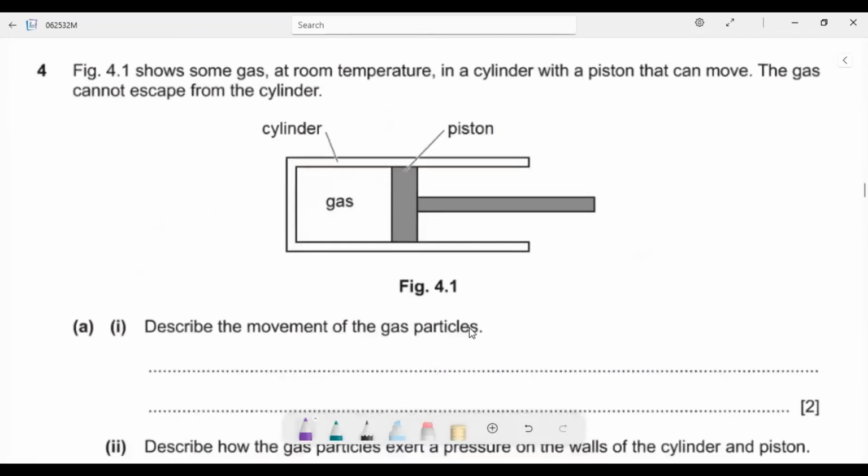Next, figure 4.1 shows some gas at room temperature in a cylinder with a piston that can move. So here we can see one cylinder is there, some gas molecules are there, one piston is there. The gas cannot escape from the cylinder. Describe the movement of gas particles. Normally, gas particles will move freely in all directions.